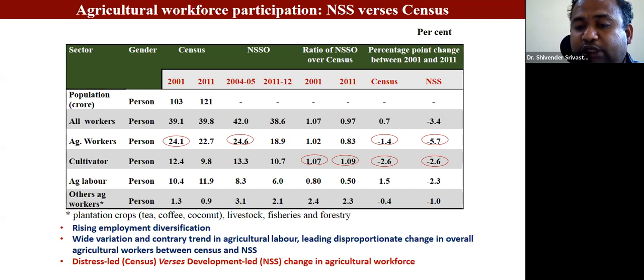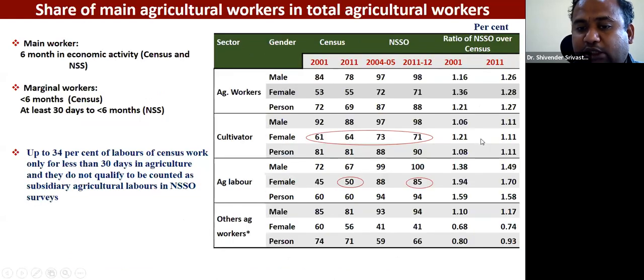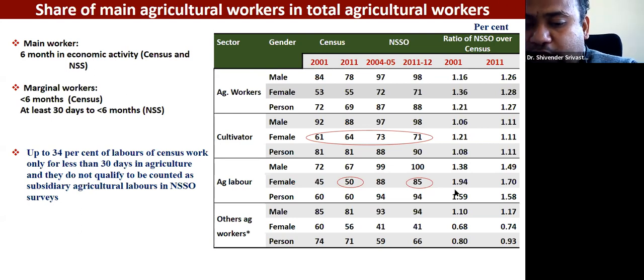Sometimes it happens that the definition of those indicators may also make for a contrary trend. So we should be careful about what definition is there, and whether a worker defined in the census is similarly defined as in the NSS or not. We have found some evidence that there is some problem in the definition of cultivators and agricultural laborers between the census and NSSO, which explains to some extent why there is a contradiction in the trend in the census and NSS data.